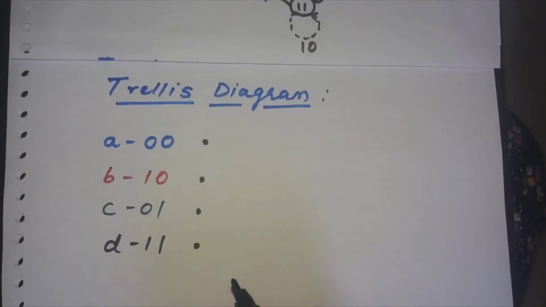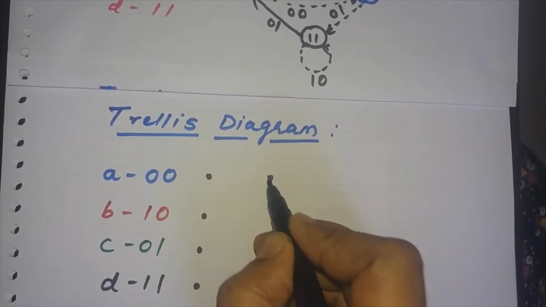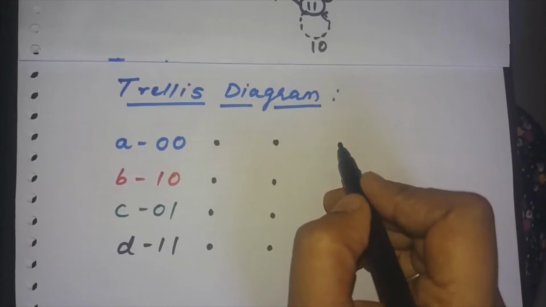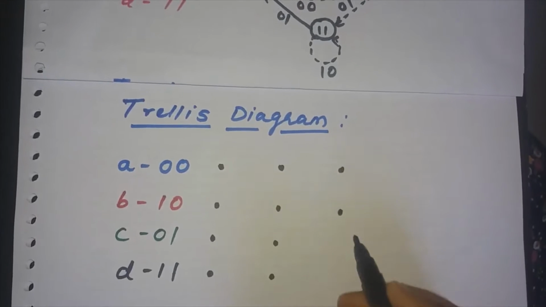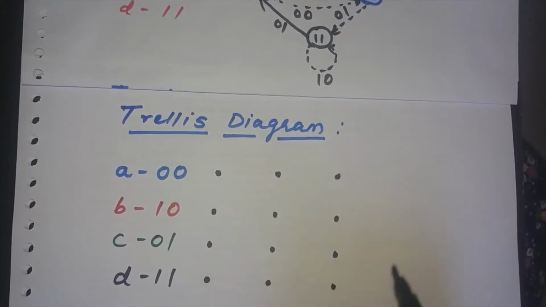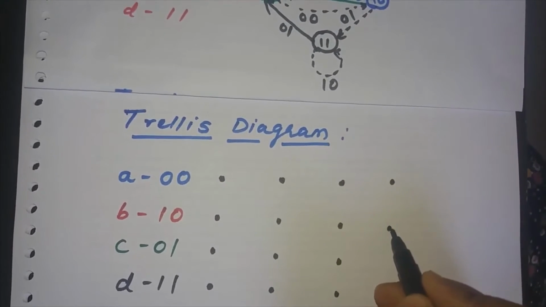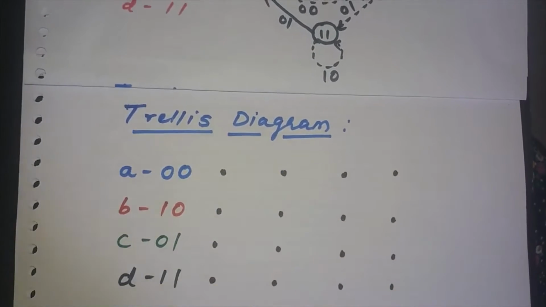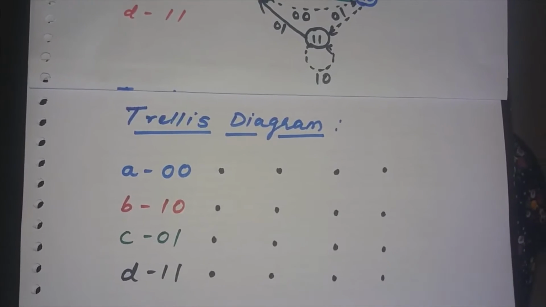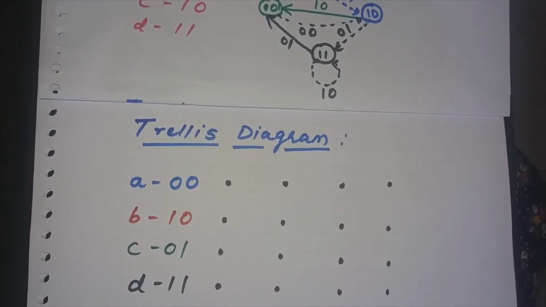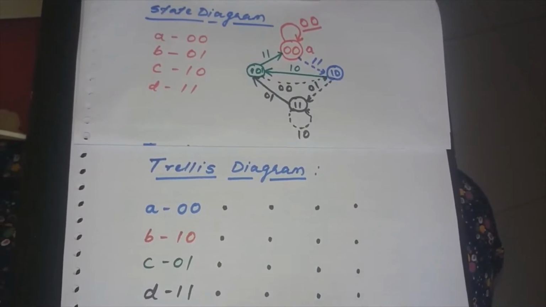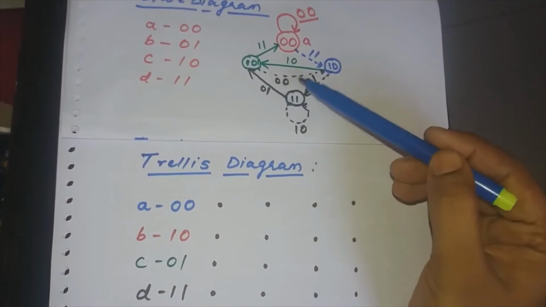So we have 4 dots in the first column, similarly 4 dots in the second column. The same way, we can extend the grid infinitely. Now, to draw the trellis diagram, we need to take help of the state diagram or state table. Let's look at the state diagram.